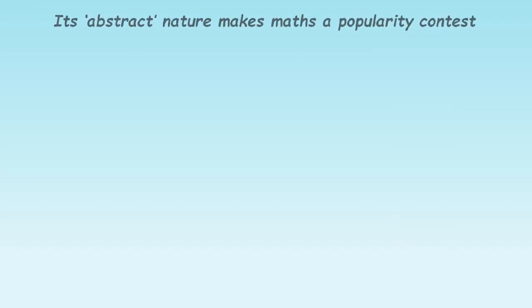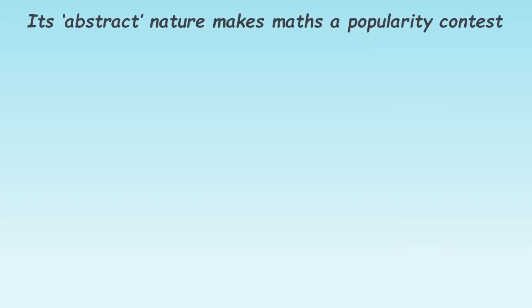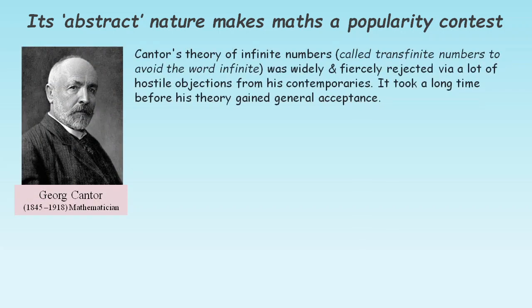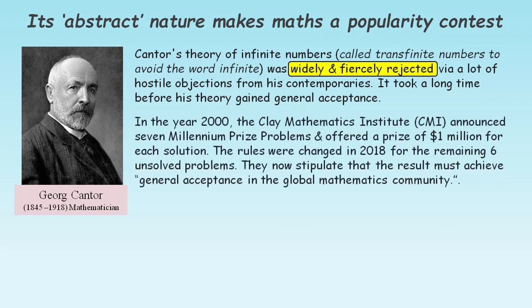The lack of logic based on evidence means that the validity of any piece of mathematics becomes a popularity contest. A prime example is Cantor's theory of infinite or transfinite numbers, which was initially widely and fiercely rejected. A current example concerns the remaining unsolved Millennium Prize problems, each of which is worth a prize of $1 million to anyone with a valid solution.